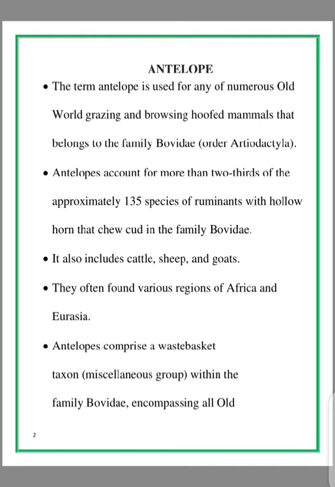Now, antelopes can account for more than two-thirds of the approximately 135 species of ruminants with hollow horns that are in the family Bovidae. Basically, they have four chambers of the stomach: the rumen, reticulum, omasum, and abomasum. In some cases, they usually include the cattle, the sheep, and the goats. They are often found in various regions of Africa and Eurasia, meaning Europe and Asia.